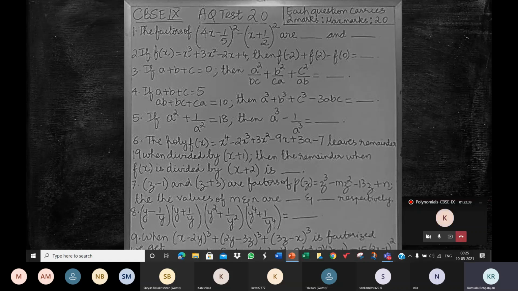Can someone read the second one? If f of x is equal to x cube plus 3x square minus 2x plus 4, then f of minus 2 plus f of 2 minus f of 0 is equal to dash. Very good. Now the third one, I want the answer from Arav. Arav should give me the answer for the third and the fourth one. Arav, start working the third and fourth one.